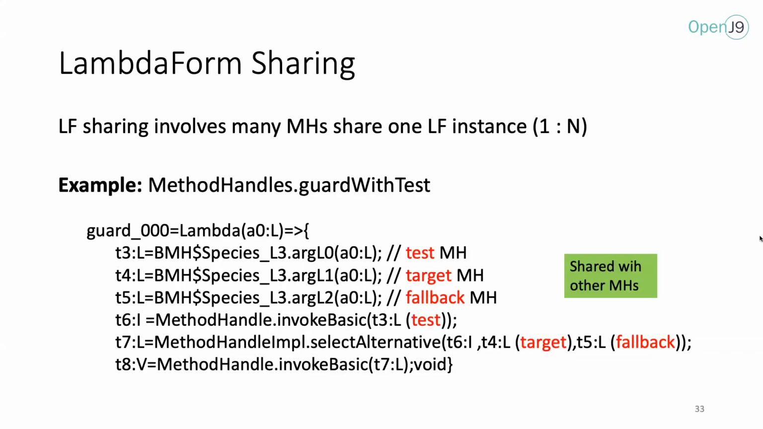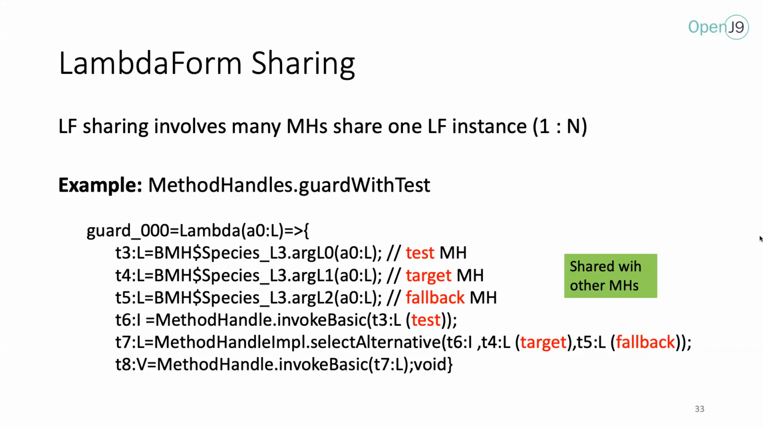And here on this slide, I show an example of a shareable LambdaForm. This example corresponds to MethodHandles.guardWithTest. It's a public API, and Nazim covered it briefly. What it does is it has 3 method handles: test method handle, target, and fallback. If the test method handle is successful, if it returns true, then the target method handle gets invoked. And if the test method handle fails and returns false, then the fallback method handle gets invoked.